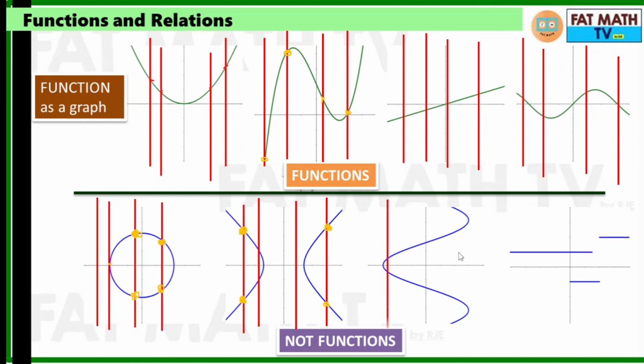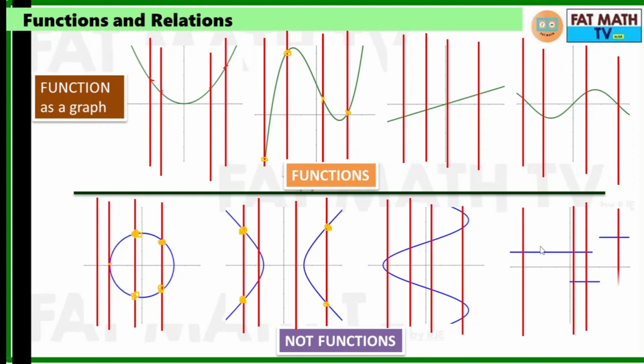Same here in the third graph. Here we intersect the graph in 2 points. Here 2, here 2, here 1, 2, 3, 4 points. And the last one, we intersect the graph at exactly 2 points here if our vertical line is this one. So if you can draw a vertical line that will touch the graph in 2 points or more, then the graph is not a function.